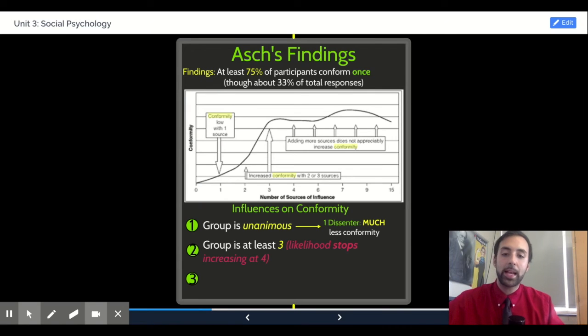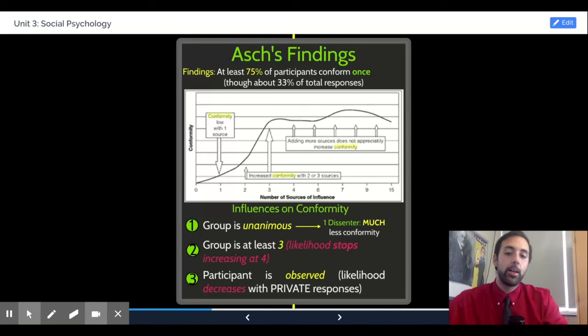So group size matters, but it only matters up to about 3 or 4, which can be a little bit surprising to people. If you had 20 people all give the wrong answer, you're going to be equally as likely to conform under those conditions as you would if there were just 6. And then the final thing, it's really important for the person to be observed. This person has to publicly announce their answer. Asch did these variations, but if you could respond privately so nobody knew your answer, you were much more likely to just trust your eyes and give your honest answer.